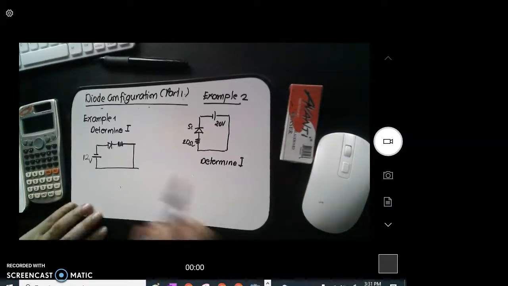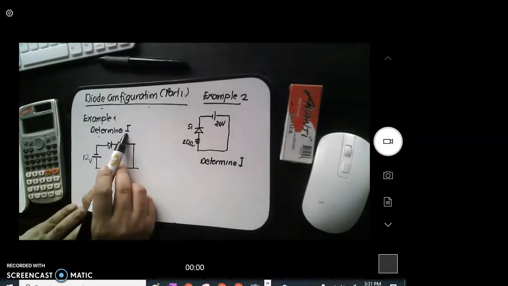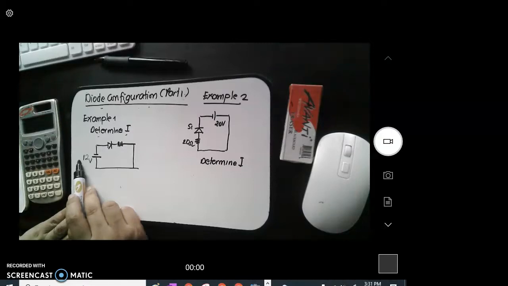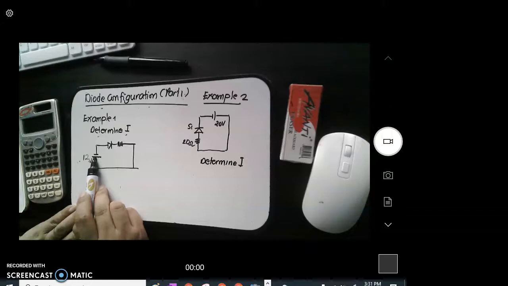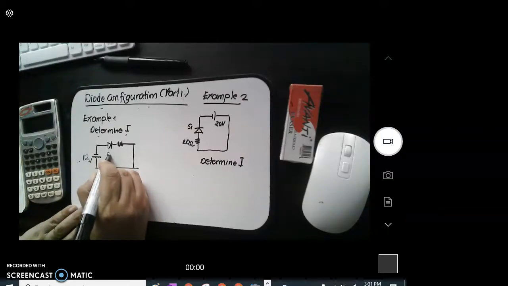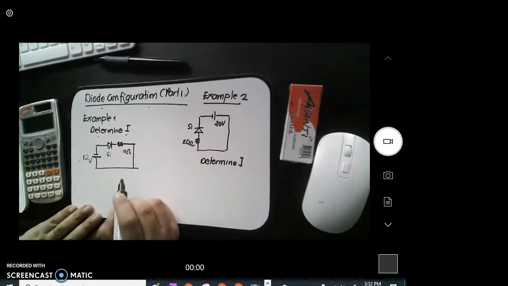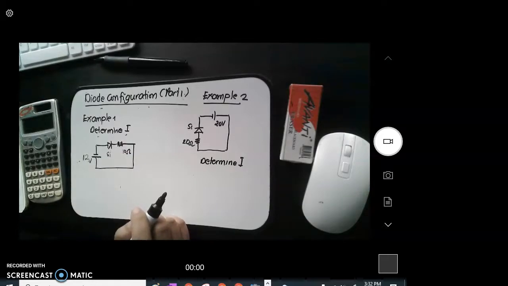It says here we are to find the value of the current I. So take a look at the circuit. We have a source supply of negative 12 volts. The negative sign is not written since it is understood that the voltage supply is negative. Next, we have here a diode. The diode is actually a silicon diode which is in series with 10 ohms. Okay, so that is our first example.